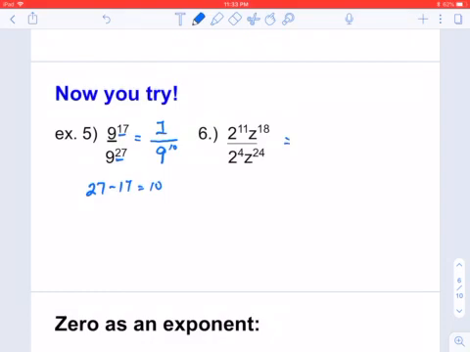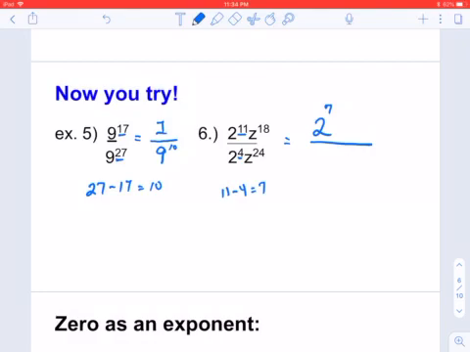And on the second one, your first base is 2. If you look at the powers on 2, you've got 2 to the 11th divided by 2 to the 4th. So we have more powers of 2 in the numerator. We're going to put the 2 in the numerator then because that's where the leftover powers will go. So 11 minus 4 gives us 7. So we're going to have 2 to the 7th in the numerator.